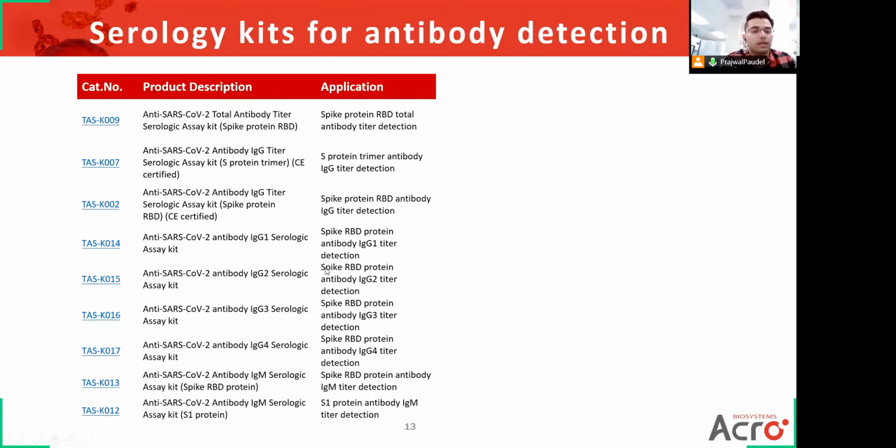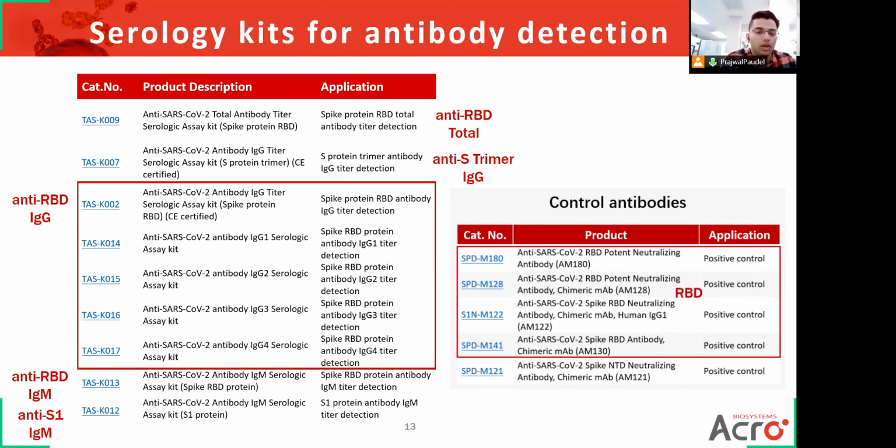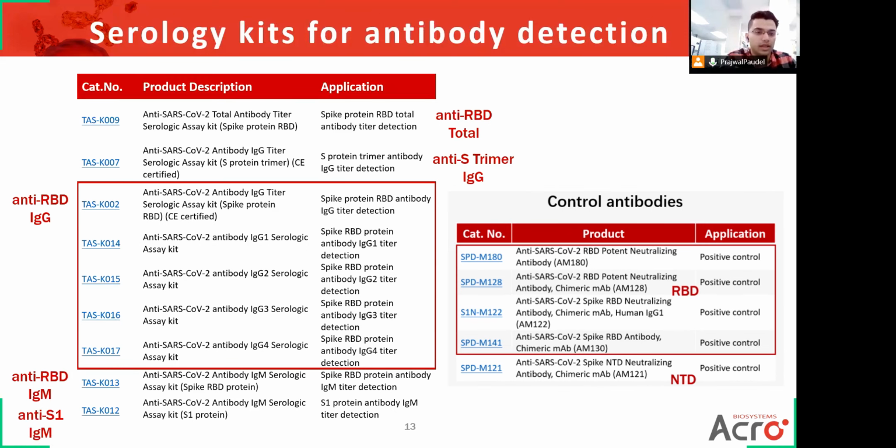Additionally, we also provide antibody detection kits for total anti-RBD antibody titer detection, anti-S trimer IgG titer detection, anti-RBD IgG 1, 2, 3, and 4 detection, as well as anti-IgM titer detection for RBD and S1 proteins. We also provide high-quality control RBD and NTD neutralizing antibodies to benchmark the kits.